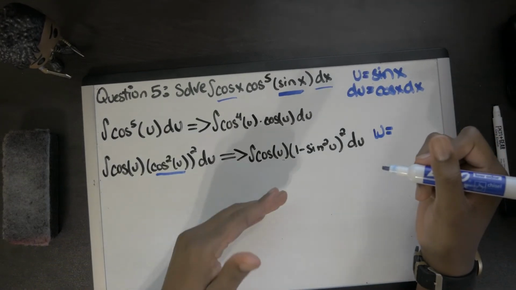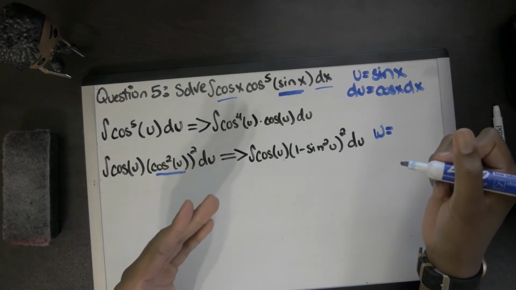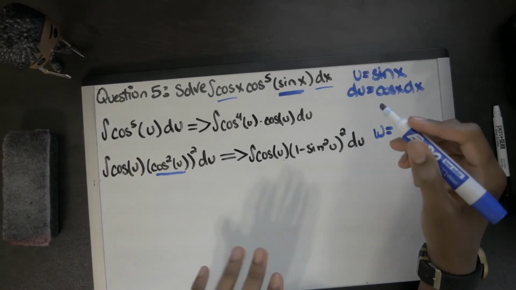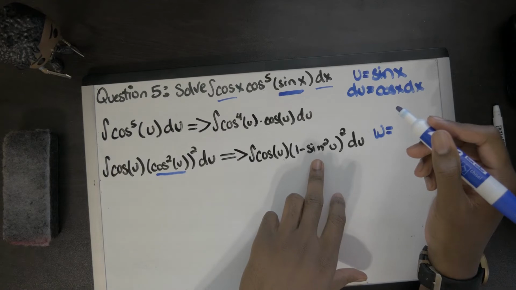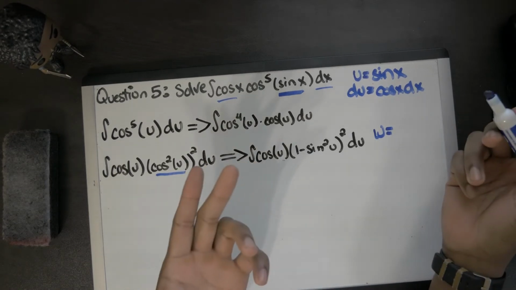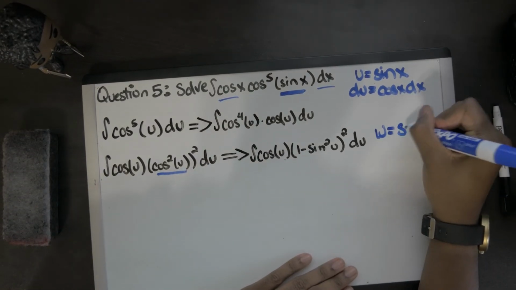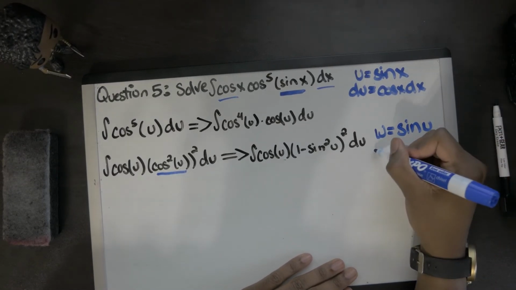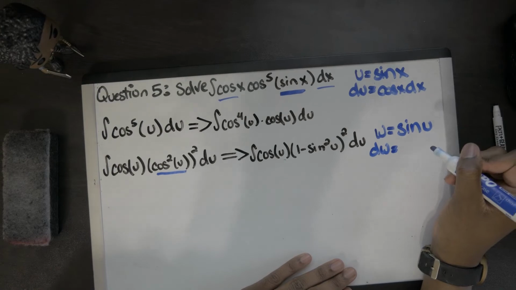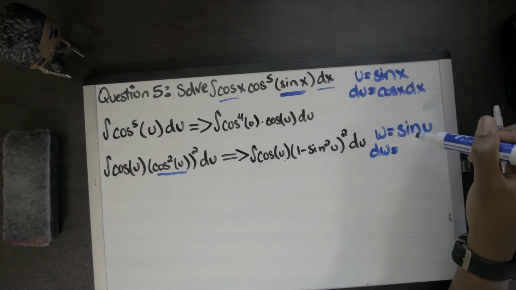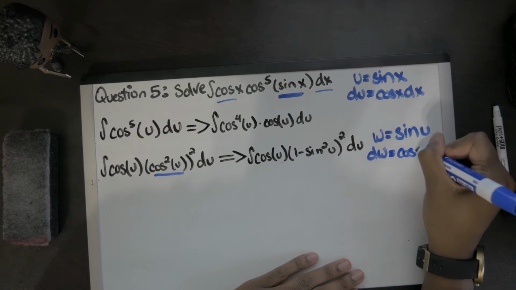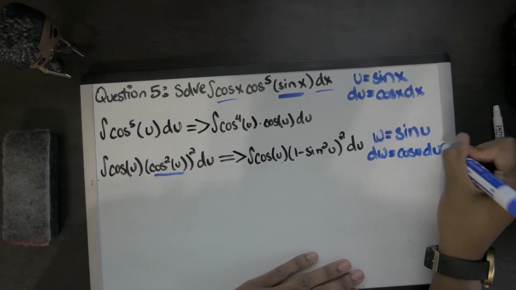Well, I still like that cosine u because it's simple. But that sine squared u, that's a little bit more ugly. So I'm going to go ahead and separate that and maybe just do sine u. So let's do sine u. And then we're going to go ahead and find dw. And we know that the derivative of sine u is going to be cosine u du.